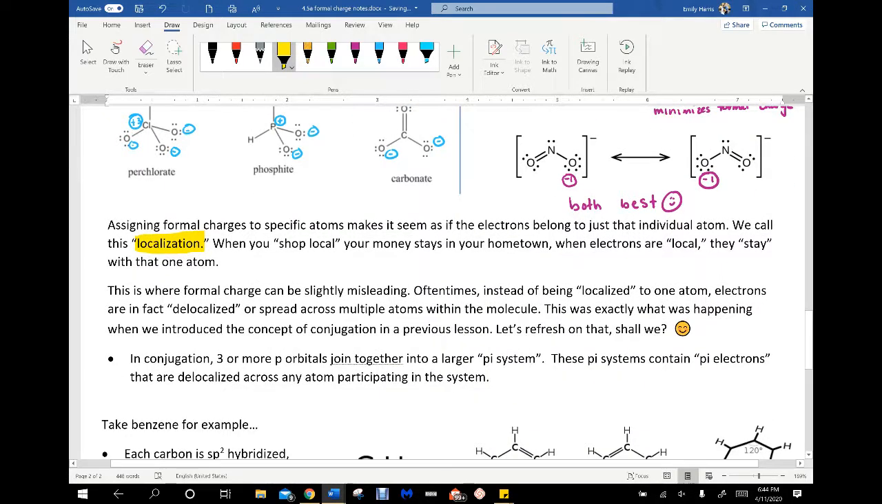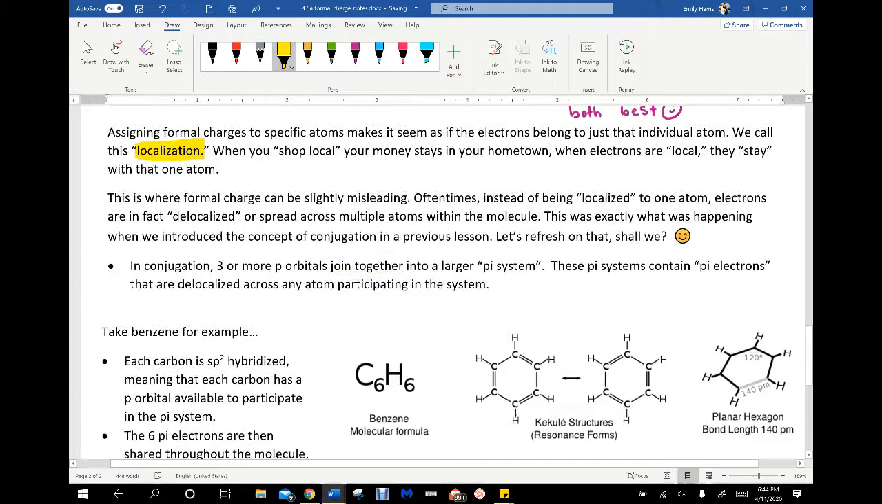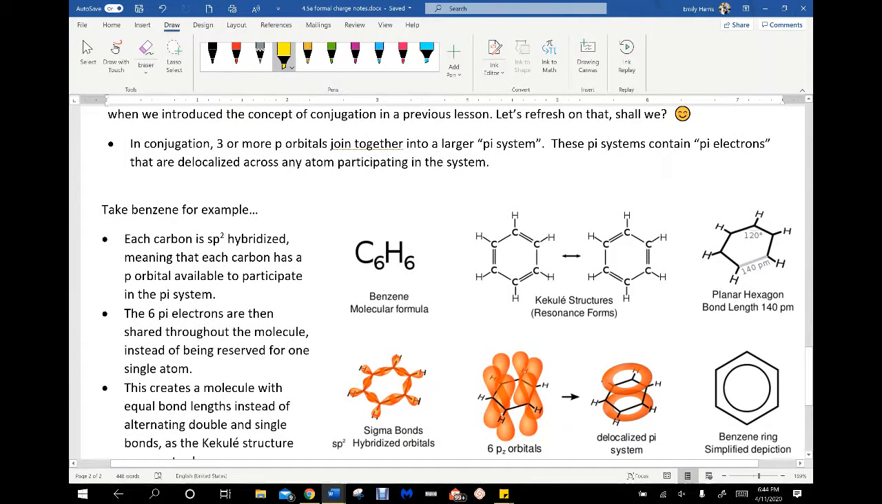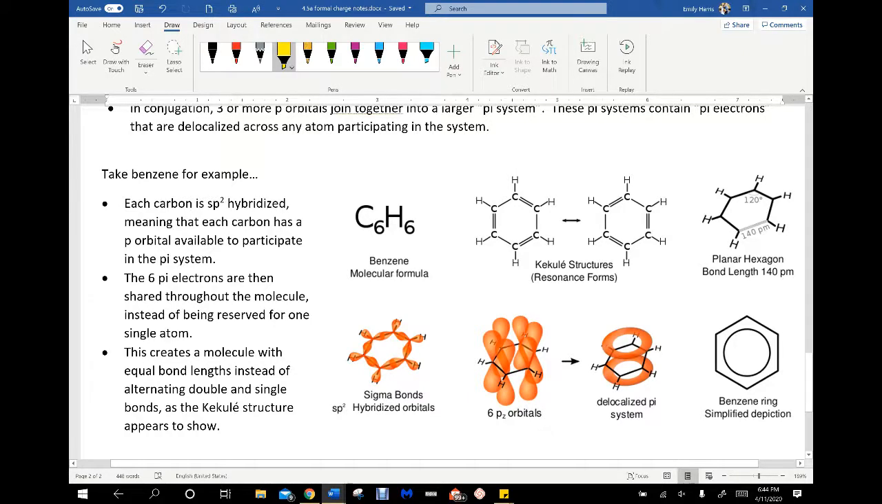And so just to refresh you on that right quick, in conjugation, 3 or more p orbitals join together into a larger pi system. These pi systems contain pi electrons that are delocalized across any atom that participates in the system. One famous example of that is benzene, C6H6. What's interesting is each carbon in this structure is sp2 hybridized, okay? And so it looks like each of those carbons has a neutral formal charge, so that's good.